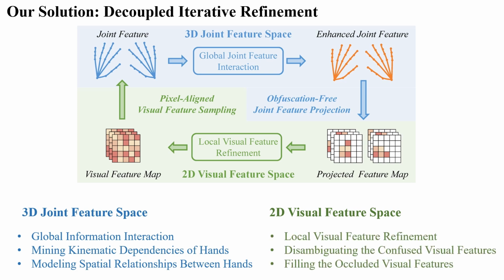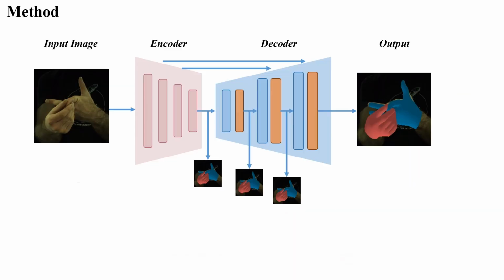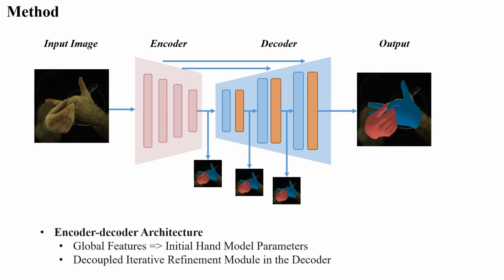In the 2D visual feature space, we mainly perform local visual feature refinement. We hope to alleviate the ambiguity caused by similar hand appearances and fill in the absence of visual features caused by mutual occlusion. Overall, we adopt an encoder-decoder framework. We use the global features extracted by the encoder to estimate the initial hand model parameters and insert the decoupled iterative refinement module into the decoding process.